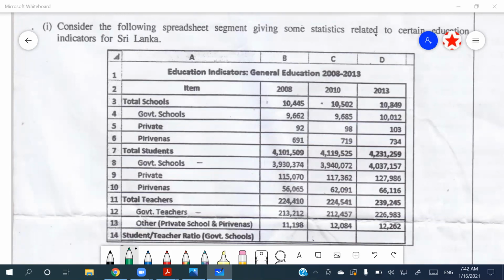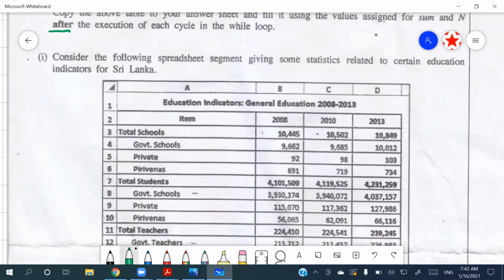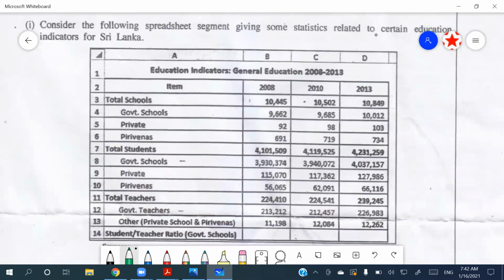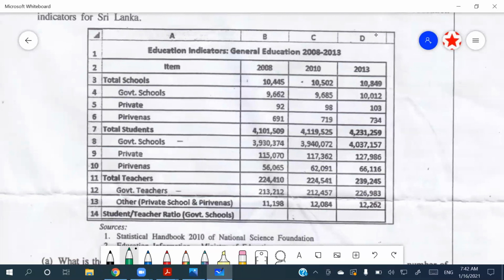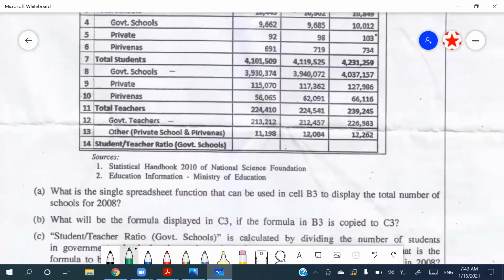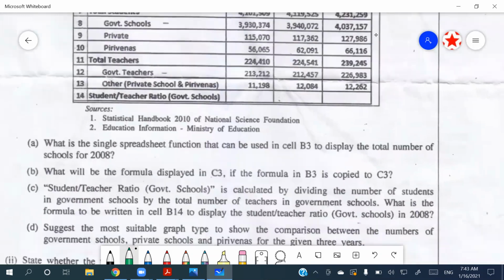Consider the following spreadsheet segment, giving some statistics related to certain education indicators for Sri Lanka. So here what they have given is the total schools, which is government, private, and the PDN schools, and total students who are in the government schools, private, and PDNs, and the teachers, right? So they have indicated the source and all these things. And here comes the question.